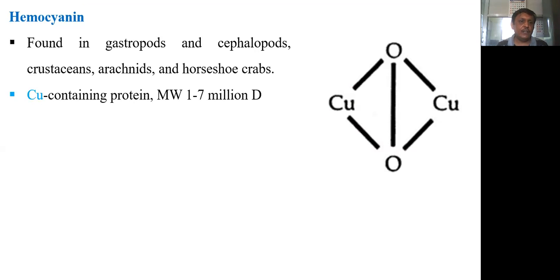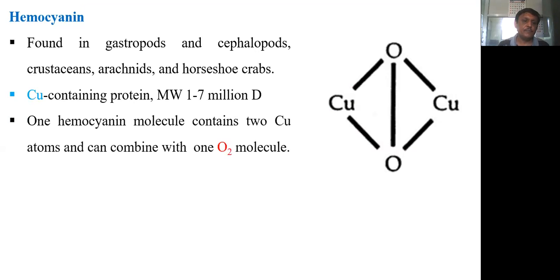It is a respiratory pigment having a metallic group, copper. So, it is a copper containing protein having a molecular weight of approximately 1 to 7 million daltons. One hemocyanin molecule contains two copper atoms and can combine with one O2 molecule. In the diagram, you can see here are two copper atoms, this is one copper atom, this is another, and they are combined with one O2, this is one O, this is the second O. So this is the simple structure of hemocyanin.